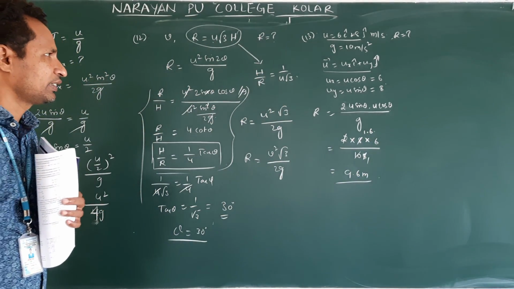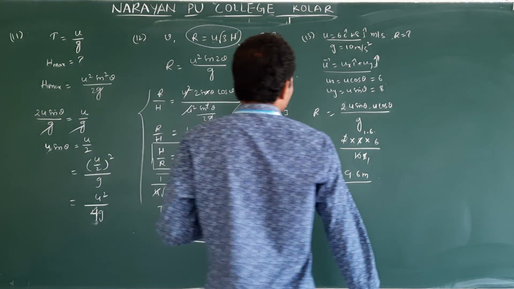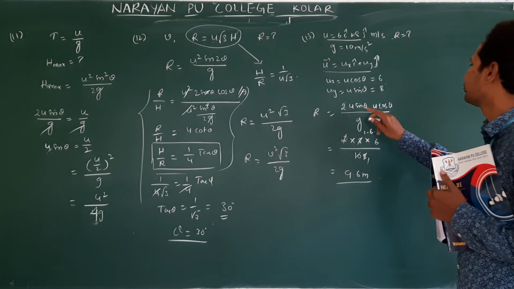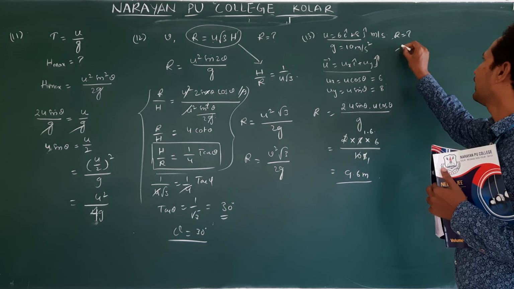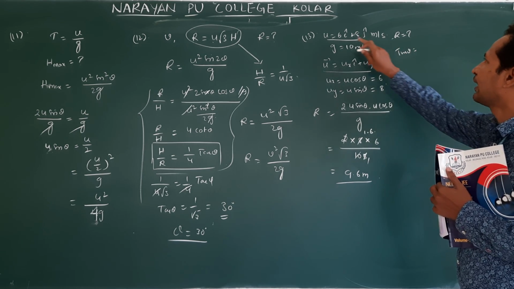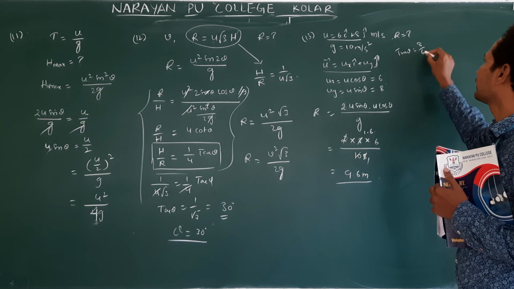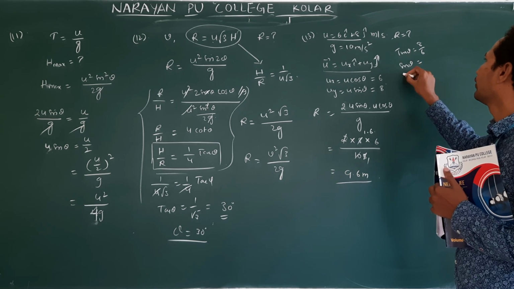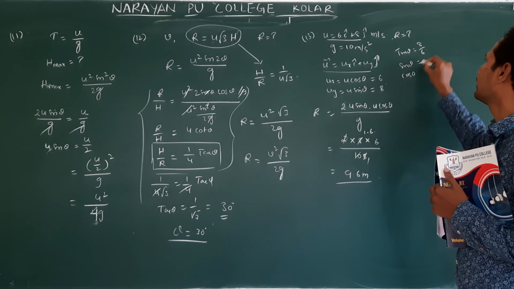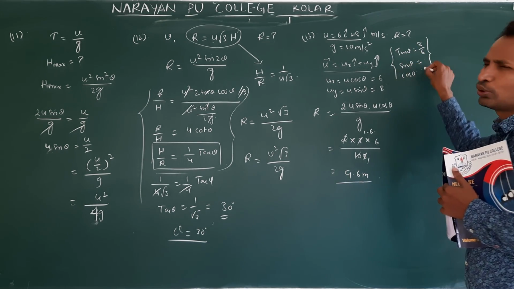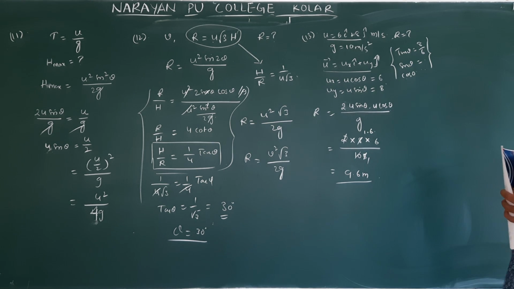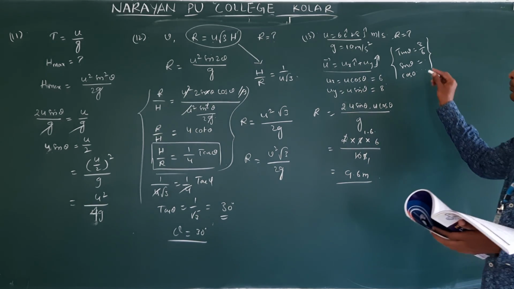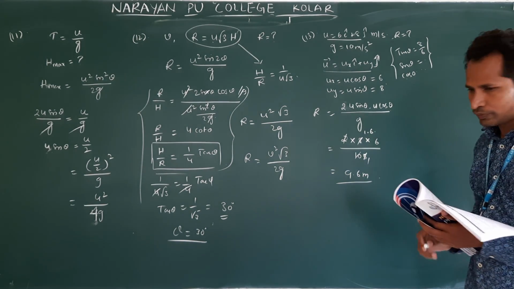This is one method. The second method is what? Same, finding the angle: tan theta. Okay, tan theta is what? 8 by 6. Then find the sin theta, then find the cos theta. This is a lengthy method, so don't go for this. This is the direct method. Clear? Understand?